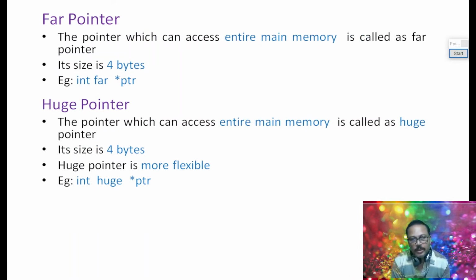Far pointer and huge pointer: the pointers which can access the entire memory. Both can access the entire memory, but the huge pointer is more flexible. We are not getting into the details of why it is flexible, but both can point to the entire memory. Far and huge pointers are both of size 4 bytes. So you can declare like this.